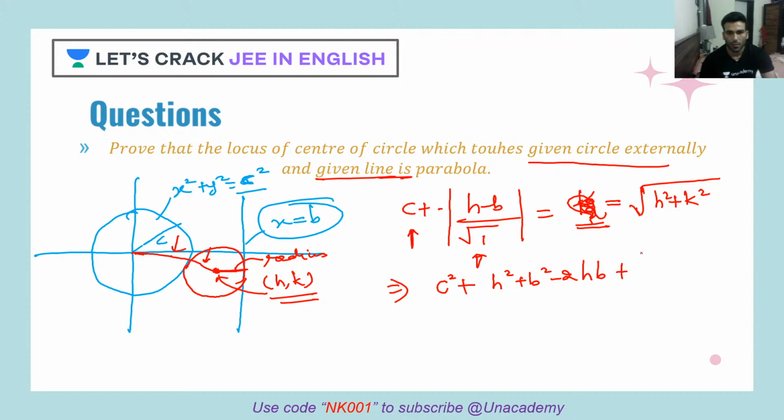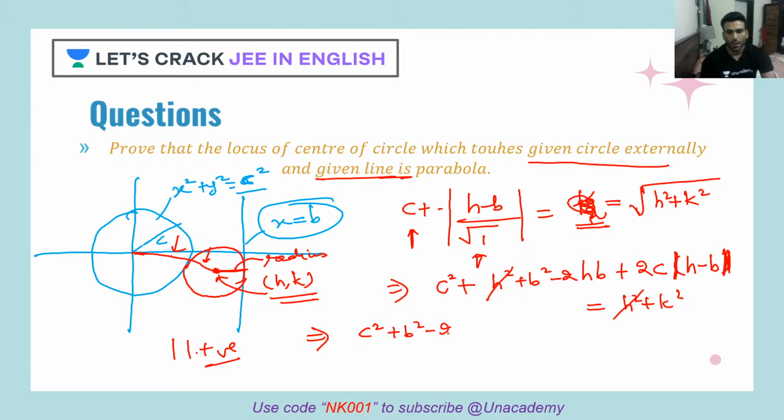plus twice of c times h minus b. I can keep it as mod as well. The reason is very simple. I can open it for positive and negative, and I'll show you what happens. Okay, h square plus k square. So h square will cancel out. So finally, when I open mod as a positive sign, I get c square plus b square minus 2hb plus 2ch minus 2bc is equal to k square.